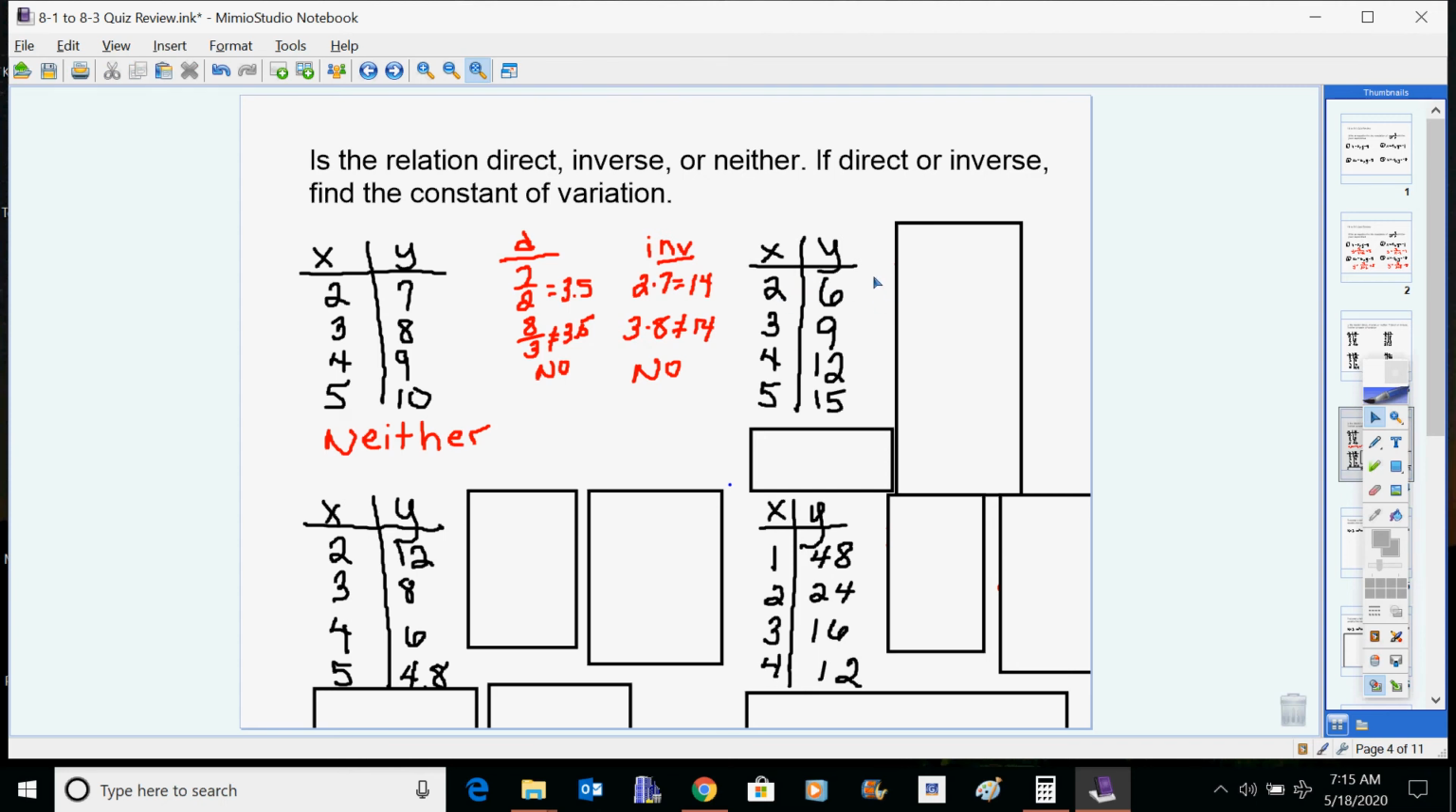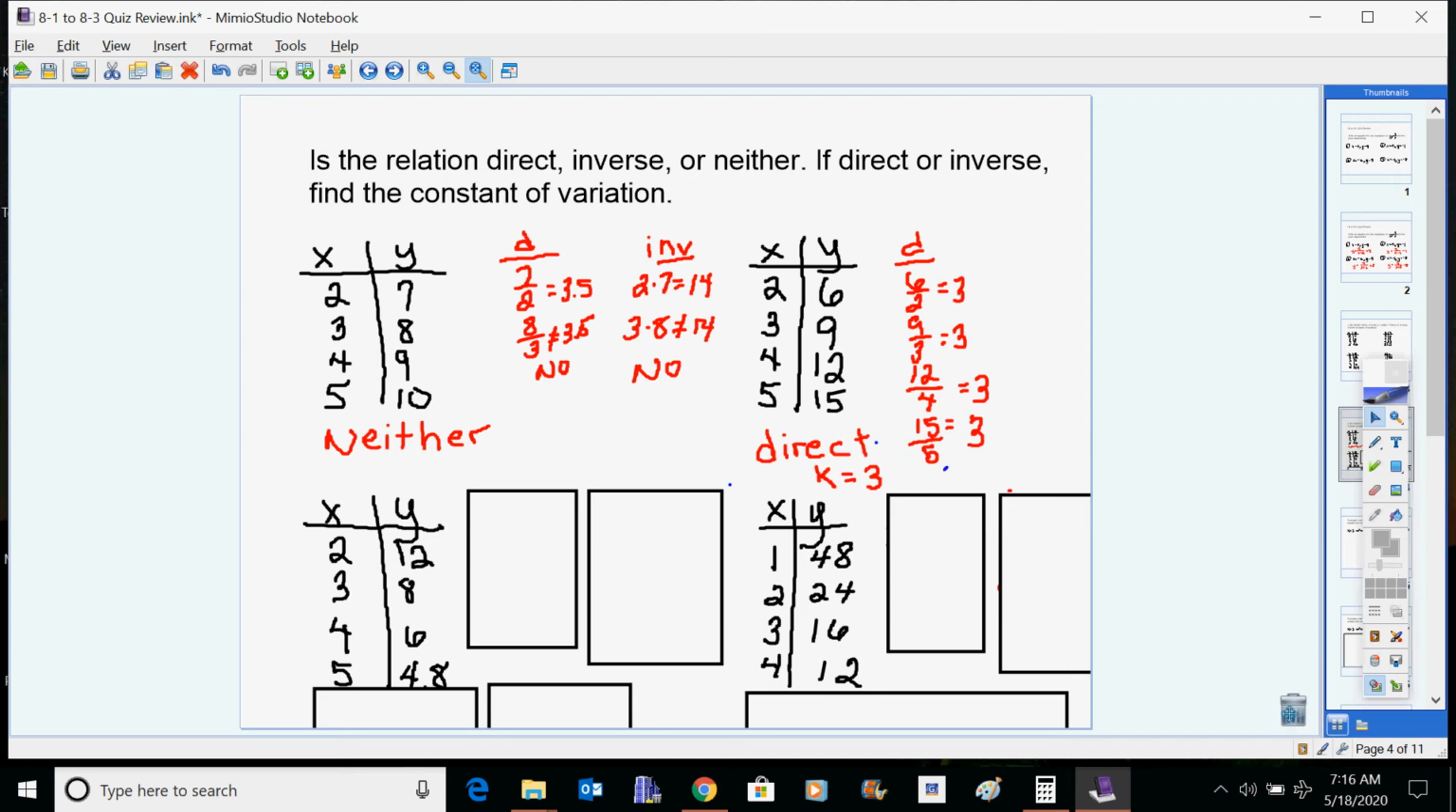Once again, we'll check the division problems first to check for direct. 6 divided by 2, 3, 9 divided by 3, 3, 12 divided by 4, 3, 15 divided by 5, 3. They all give you the same answer, that's 3. So this means that this one's a direct variation, and your constant of variation is 3, that number you got. So if the numbers match, that's your constant of variation, and that is something that you'll need to identify as well.